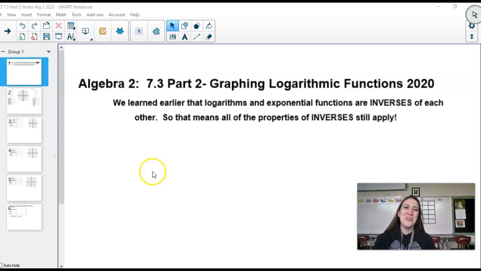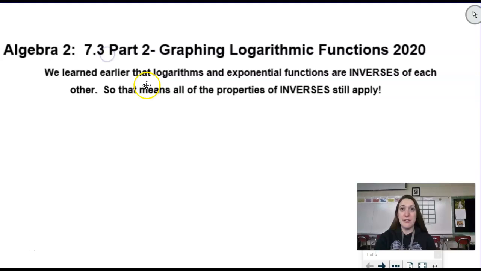Okay. So this is our lesson 7.3 part 2. We're going to be graphing the logarithmic functions today. So the first thing I want to do is think about a graph that we do know a lot about, which is graphing the exponentials. And we learned in the last lesson that the exponentials and the logarithms are inverses of each other. So we also know a bunch of things about inverses, and we're going to put all these thoughts together to figure out what the heck does a logarithm look like.